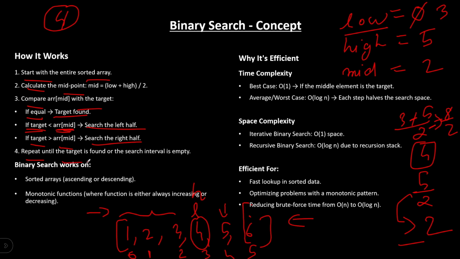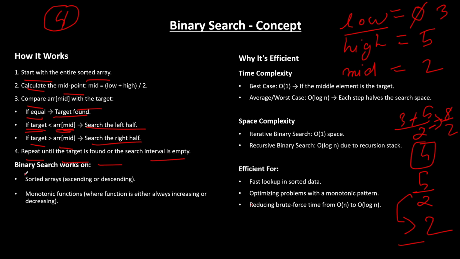So we repeat until the target is found or the search interval is empty. If the search space says that you might not have the target, and if high comes here and low comes here, because basically they cross each other, that means the value is not present in the search space. Okay, so I hope you understood how binary search works.